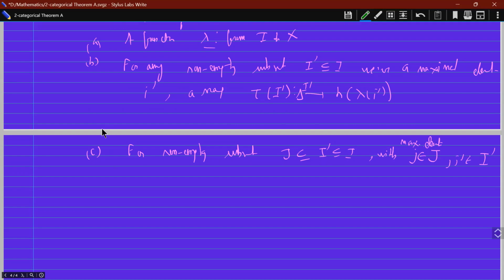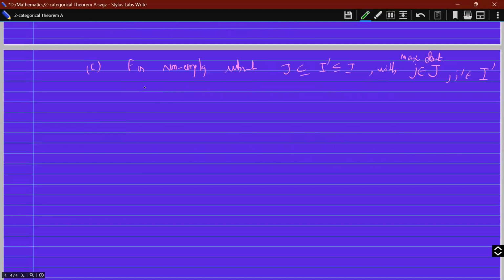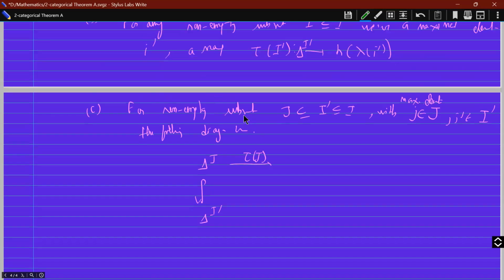So the following diagram commutes. This is your inclusion. This will be tau of j, the way I have defined tau. So here's the different tau, tau of j. So this has to commute.